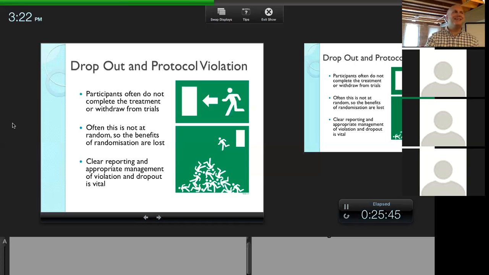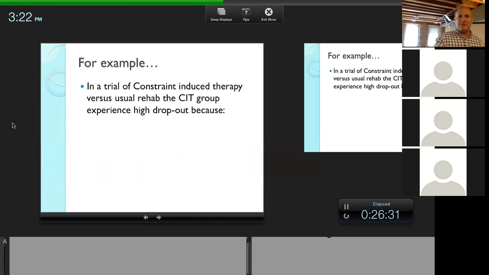And the thing about that is it isn't something that occurs at random. People drop out of treatments or withdraw from trials for very specific reasons. And those specific reasons could well be important effect mediators. So one of the things that we absolutely need in a trial is to know exactly who stayed in the trial, who left, have some reasons for that. And we need to know how it was managed.